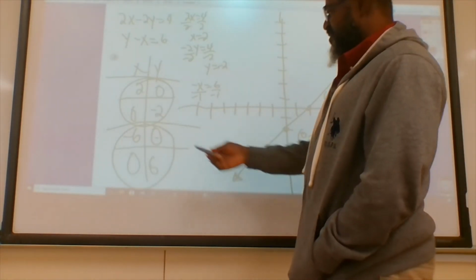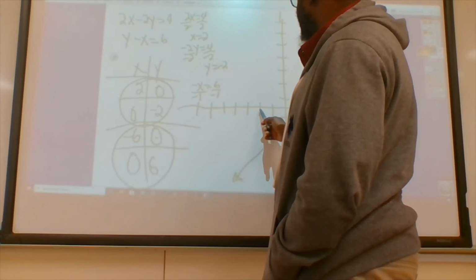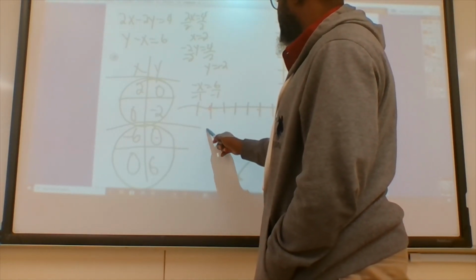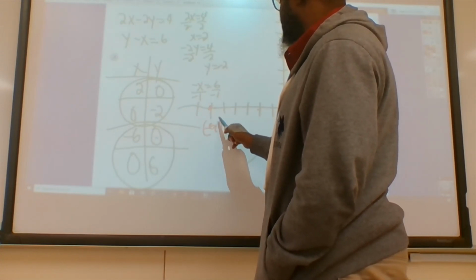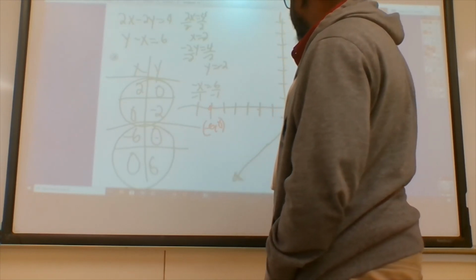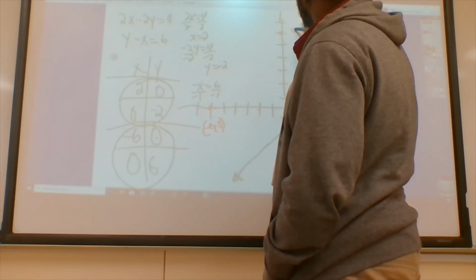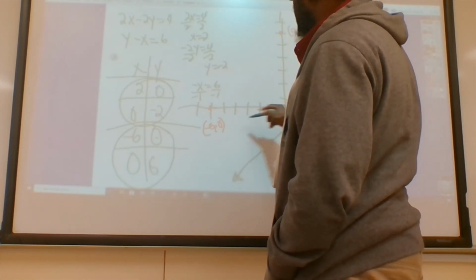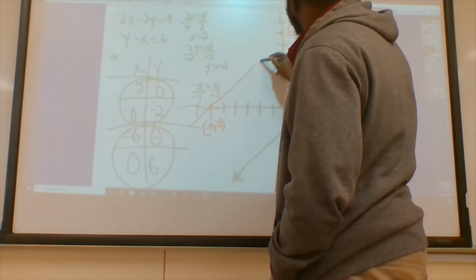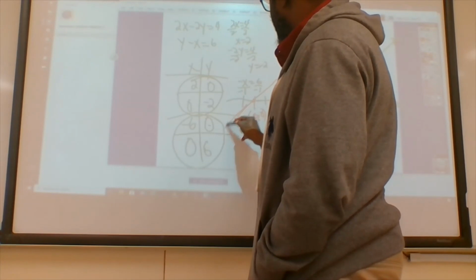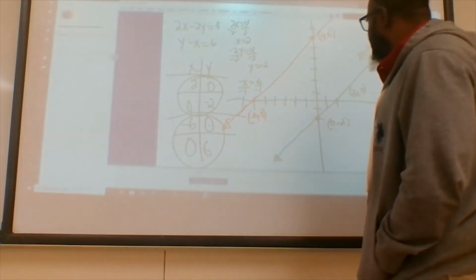For this one, I have negative 6, 0, and 0, 6. Counting 6 units to the left and 6 units up, with intervals of 2, 4, 6, that's 0, 6. Then you connect them. As you can see, those two equations do not touch.